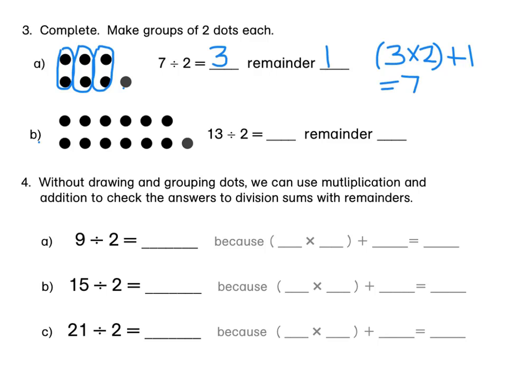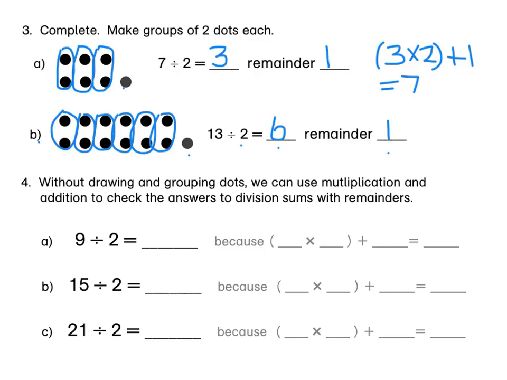For B, 13 divided by 2, you can check. 2, 4, 6, 8, 10, 12, 13. 13 dots. We must make groups of 2. There's the first group, second, third, fourth, fifth. We can make 6 groups of 2 with a remainder of 1 dot, and we check, 6 times 2 is 12, plus 1 is 13.